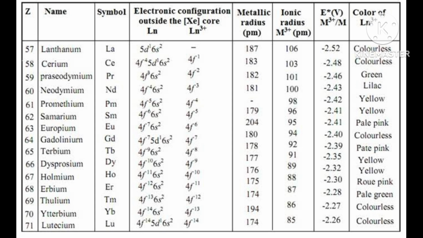Now come to thulium, TM. Then the new electron will again go to the F. Now it became 4f13, 6s square. Then again further decreased. Erbium further decreased, 175, and Ln3+ is 88. Now thulium, I told you 13, the radius decreased to 174, and Ln3+ became 87, meaning after removing 3 electrons it became 87, further decreased.